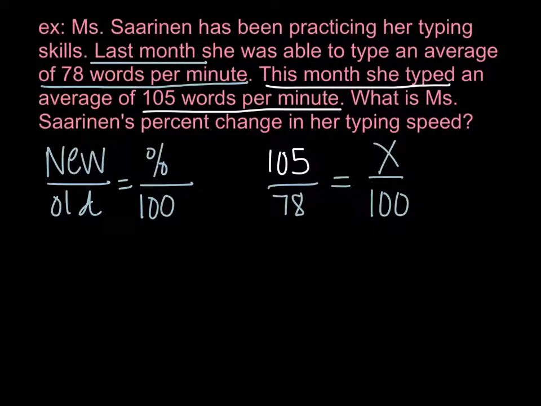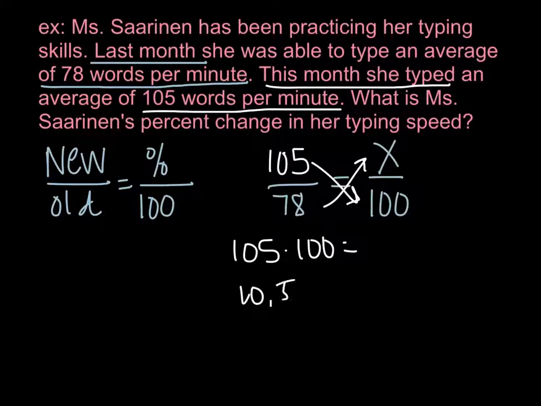Okay, I'm still going to use the same process. Cross multiply and divide. So 105 times 100 is going to give me 10,500. Sorry about that, sloppy 5. And that's going to be equal to 78x.